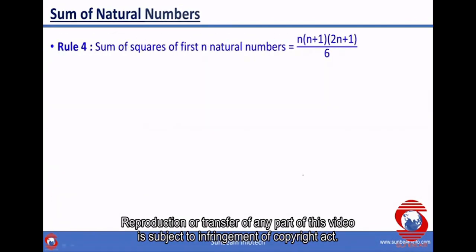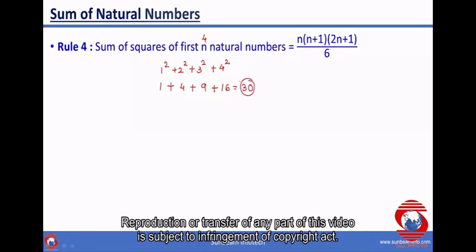Now, moving to the next rule, the sum of the squares of the first n natural numbers. So can I say the sum for the first 4 natural numbers? I can say 1 square plus 2 square plus 3 square plus 4 square. So can I say it is 1 plus 4 plus 9 plus 16? So can I say it is equal to 30? Yes, I can say so.